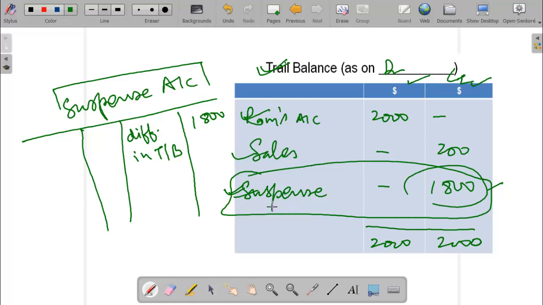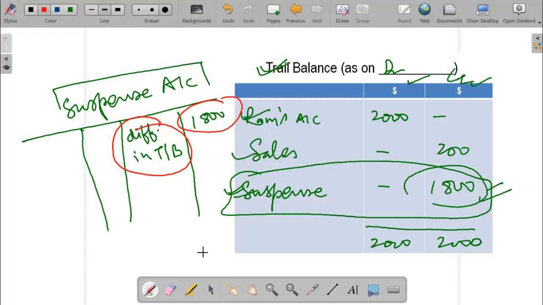And what name did I give to this 1800? Suspense. And after doing this, I have to go back into the ledger and open the suspense account. As the amount is in the credit column, I will put that amount of difference in the credit column. And in the column for detail, I will write difference in trial balance. Opening the suspense account is just a short-term arrangement, not a permanent solution. Got it?